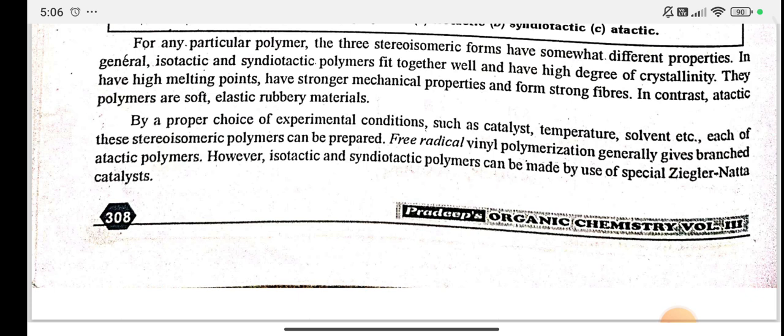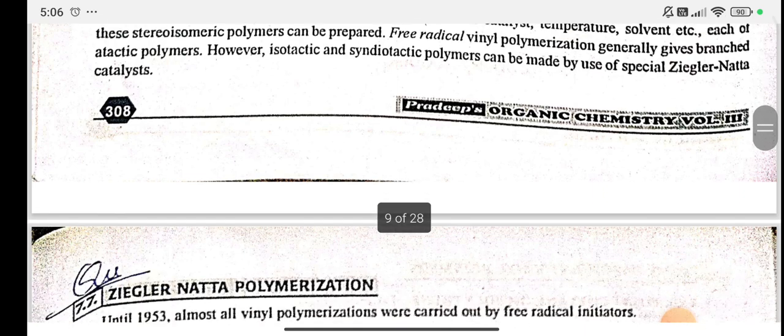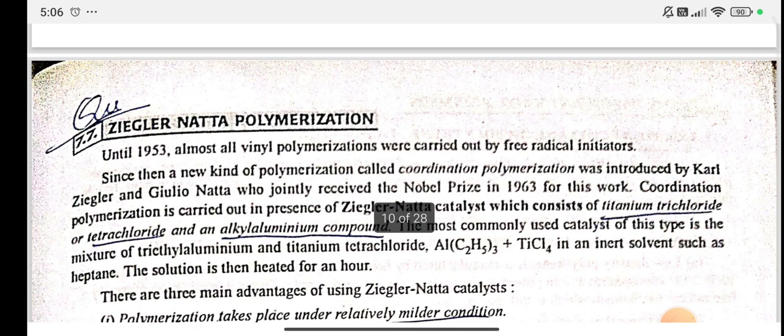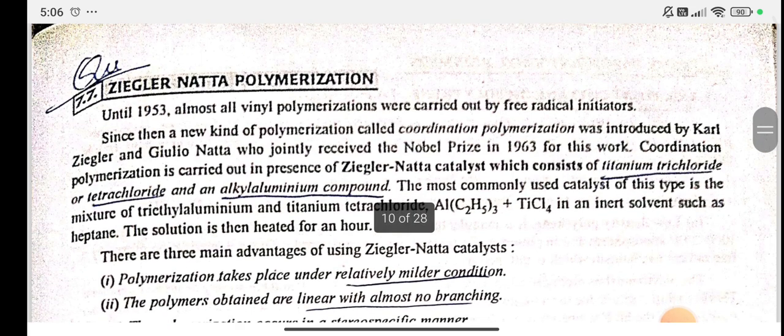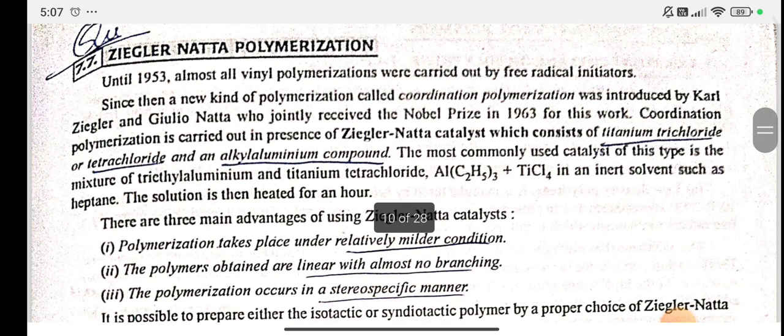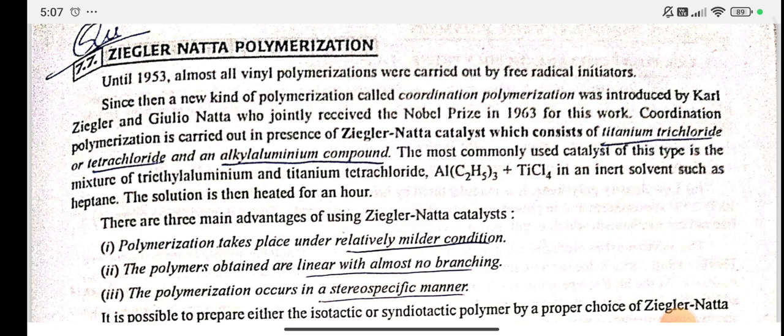However, isotactic and syndiotactic polymers can be made by use of a special Ziegler-Natta catalyst. Ziegler-Natta polymerization. Until 1953, almost all vinyl polymerizations were carried out by free radical initiators. Since then, a new kind of polymerization called coordination polymerization was introduced by Carl Ziegler and Giulio Natta, who jointly received the Nobel Prize in 1963 for this work.